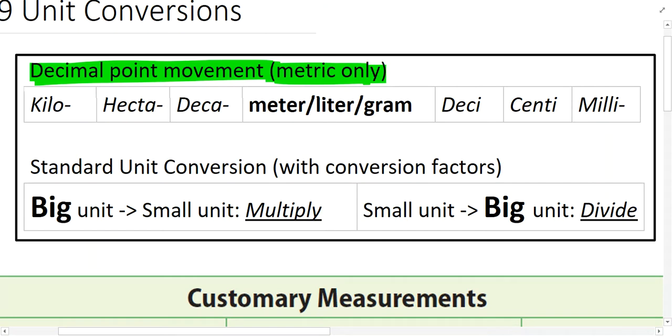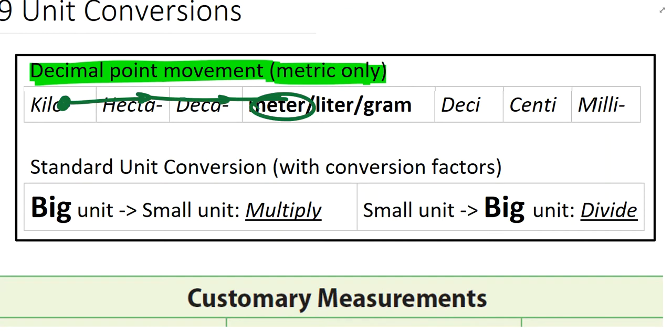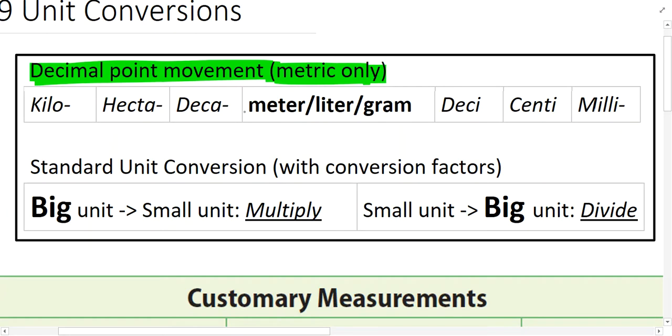So for example, if you're dealing with a kilometer, here's your prefix kilo. So if you're dealing with a kilometer and you need to convert that into a meter, well, that is 1, 2, 3 steps to the right, and therefore you would move your decimal 3 steps to the right. And so this chart written in this order does a nice job of reminding us how to complete those conversions.